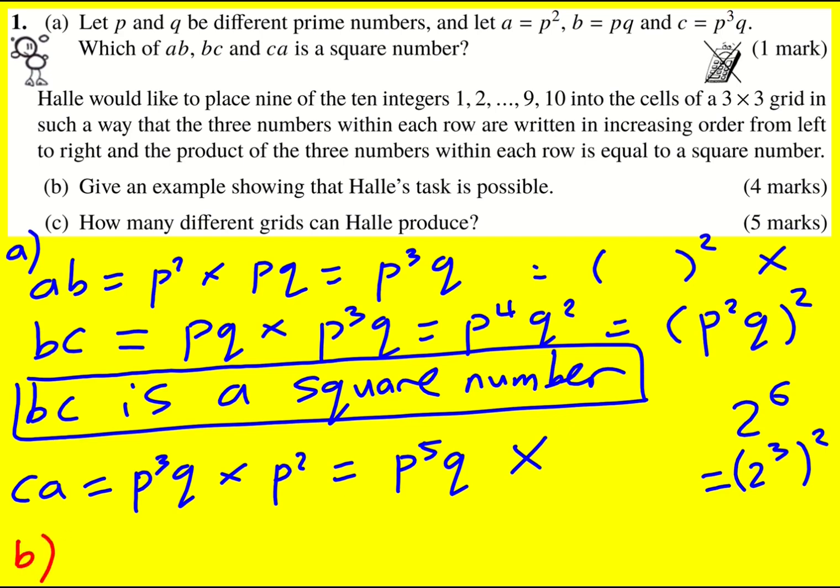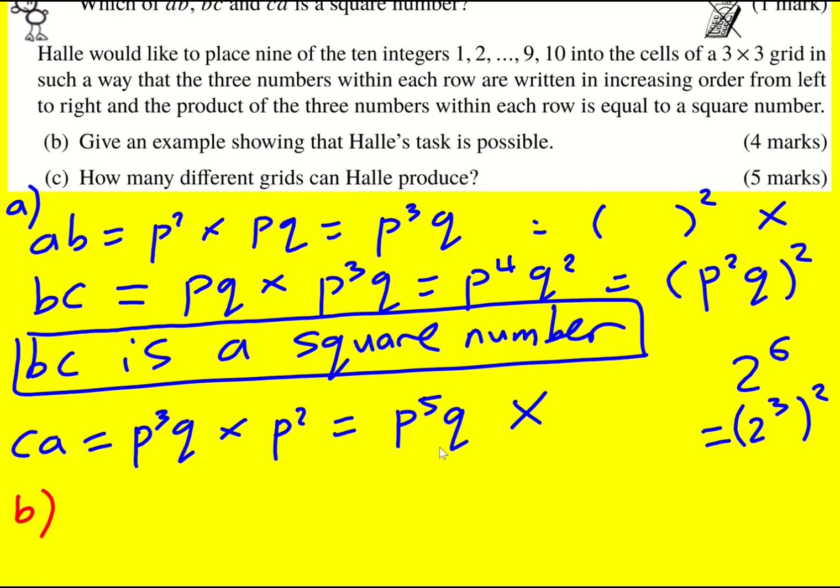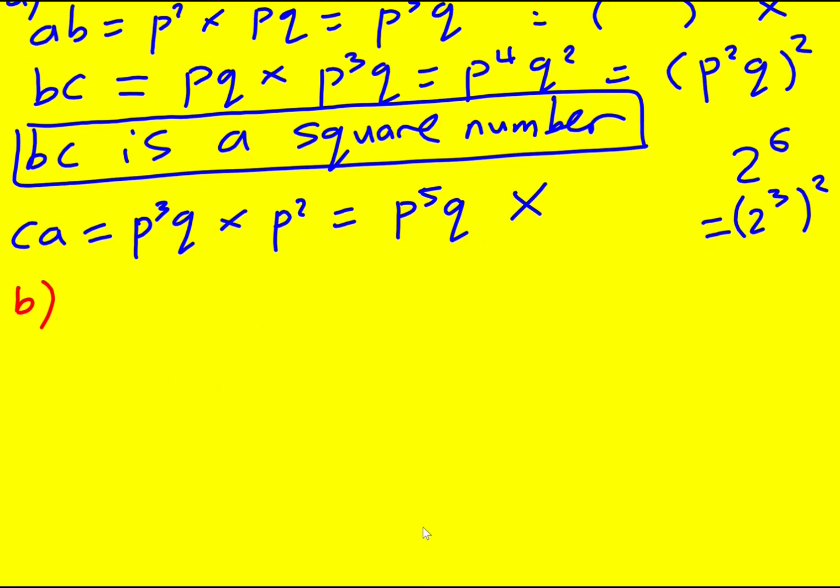Now, for part B, we're asked to place 9 of the 10 integers from 1 to 10 into the cells of a 3 by 3 grid in such a way that the three numbers within each row are written in increasing order from left to right, and the product of the three numbers within each row is equal to a square number. Give an example of how this is possible. Okay, going to draw the grid. A little bit smaller.